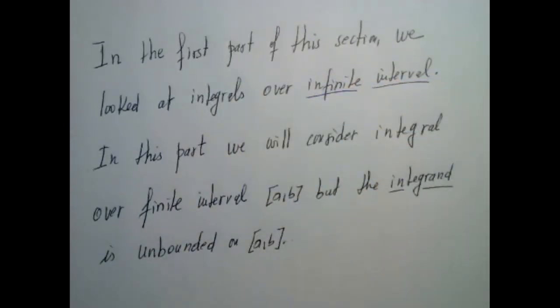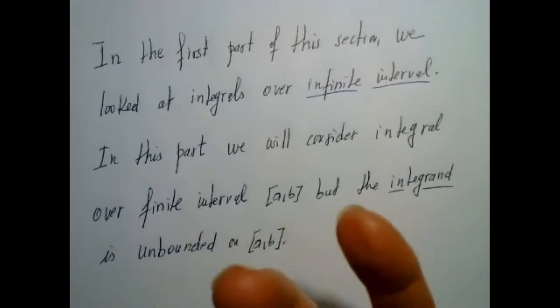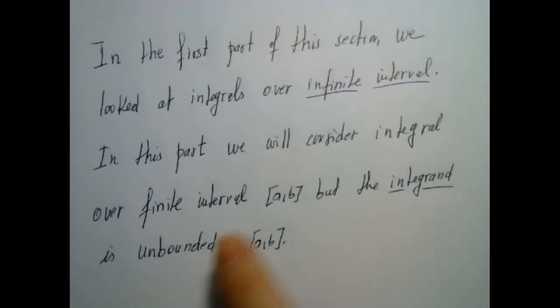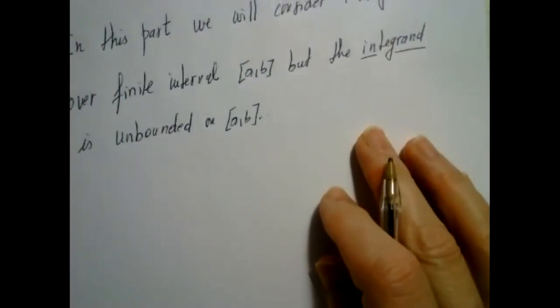Now we are going to consider an integral over a finite interval. The interval is finite, but the integrand, meaning the function, is unbounded. So somehow the function blows up on the interval a, b. So let us see the scenario and let's see what we're going to do. What do I mean by that? Let us consider the following scenario.